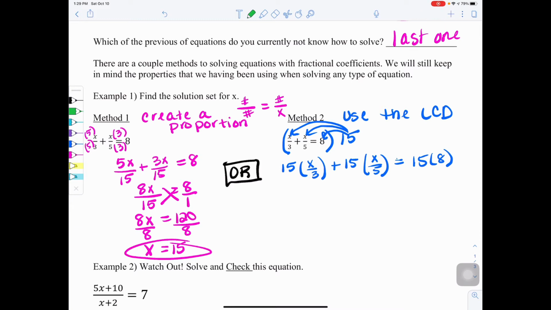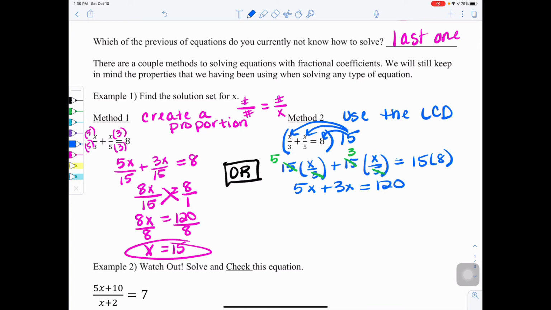So I can say, okay, 3 goes into 15 5 times. 5 goes into 15 3 times. There's nothing to cross cancel at the other side. So what this method offers is getting rid of fractions immediately. Because now we have 5 times x, which is 5x. 3 times x, which is 3x, because the denominators have been wiped down to 1. And then we have 15 times 8, which is 120.